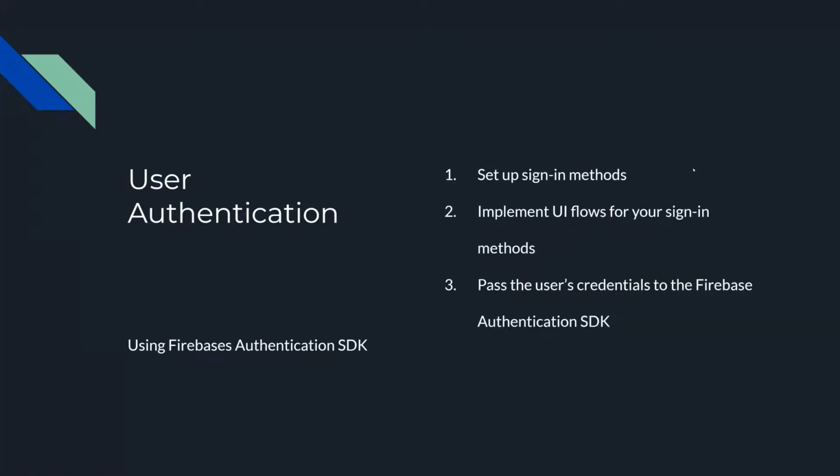To implement Firebase's authentication SDK, you need to first set up sign-in methods, email addresses and passwords, phone number sign-in, or any federated identity providers you want to support. To set up the federated identity providers, you will first need to enable them in the Firebase console and complete the configuration required by that identity provider, such as an OAuth redirect URL.